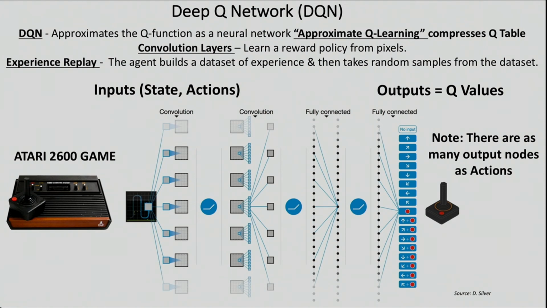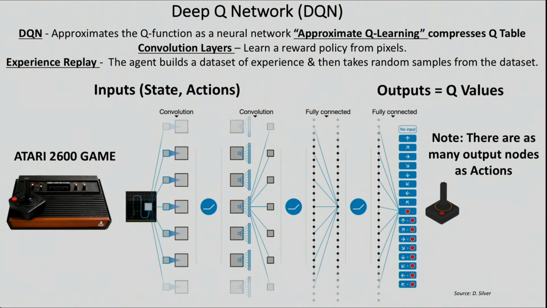And they have something called experience replay. The agent builds a data set of experience and then takes random samples from that data set. So they are a little epsilon-greedy, if you will. And actually, what they did is they set a parameter of 0.05. So a little bit of random exploration really helped here in terms of learning. The outputs are Q values, and there are as many output nodes as possible joystick actions. Okay? Now, there's a lot more that obviously goes into this, but very good results.